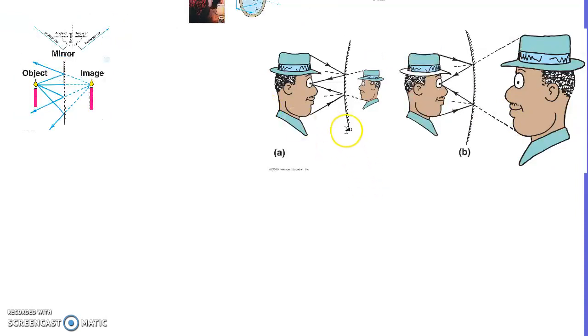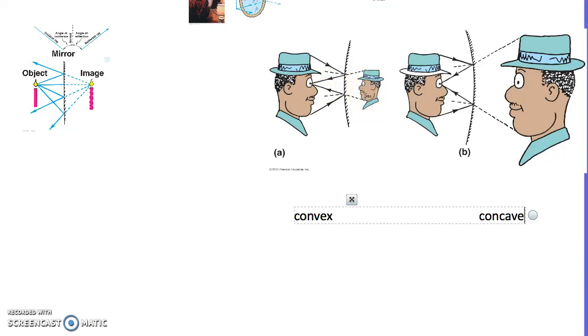Excuse me, this one would be convex. This one here would be concave. Convex on this side, and concave on this side. Now, when you look at this one, the way the light reflects back to his eye, it looks as though it's coming from inside the mirror, and at the angle it reflects, it makes the image, the virtual image, look small.